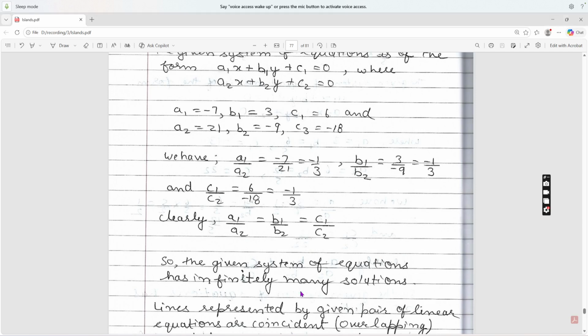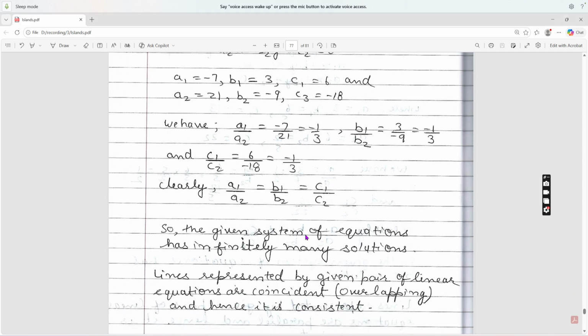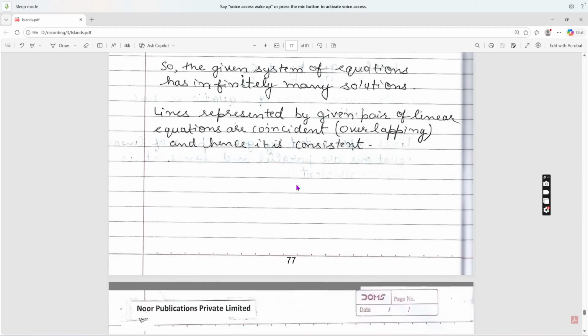Hence the given system of equations would be consistent and the lines are coincident, and we are getting infinitely many solutions and the lines would be overlapping, as a1 upon a2 is equal to b1 upon b2 is equal to c1 upon c2, which is equal to minus 1 by 3.